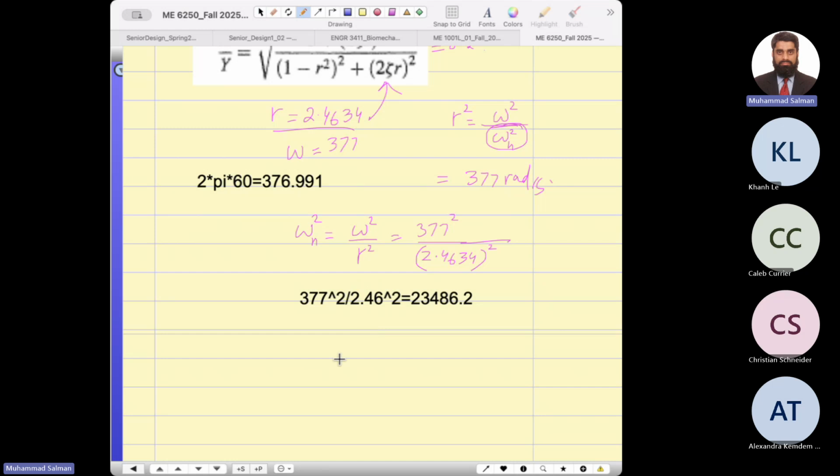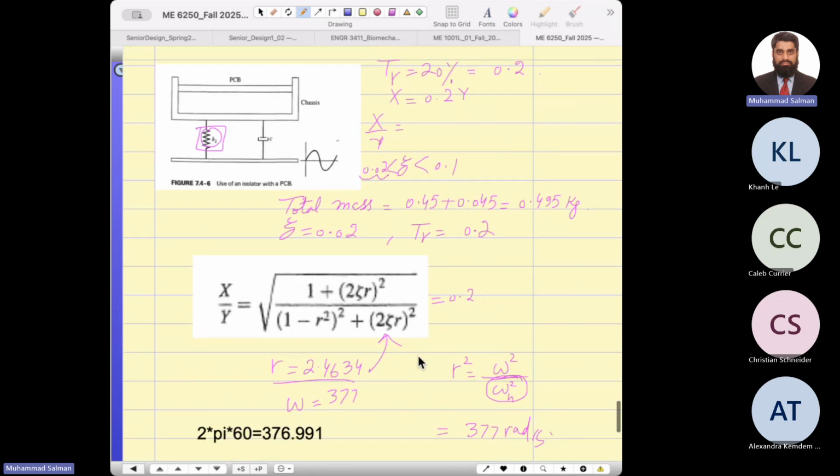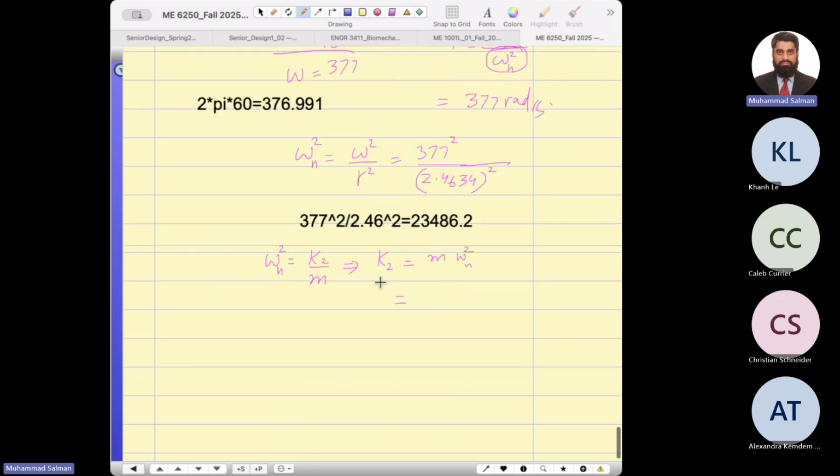Now from here, what is omega n squared equal to? K2 over M. That means the stiffness of the vibration isolator is equal to m omega n squared. M is equal to 0.495 as a rigid body.